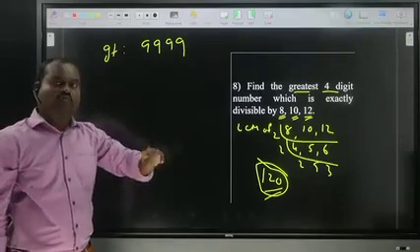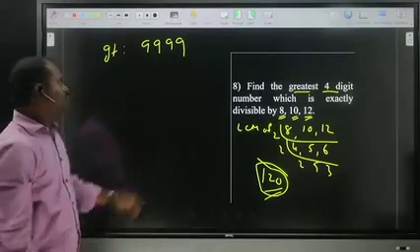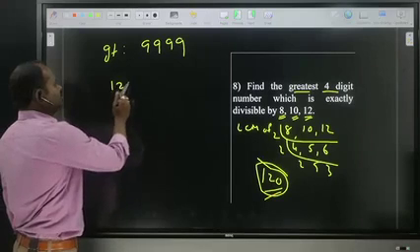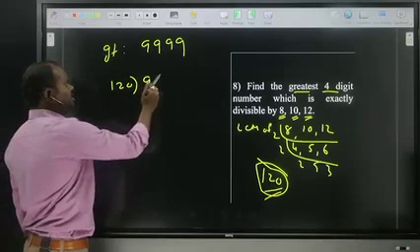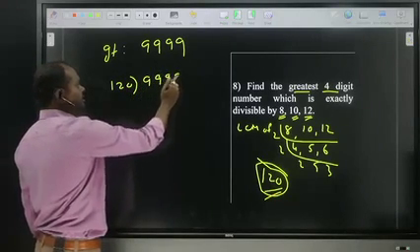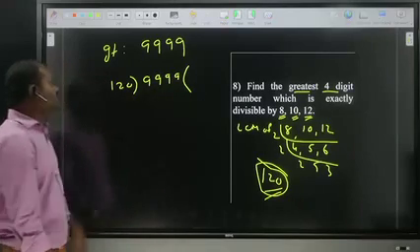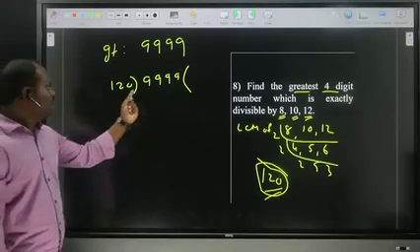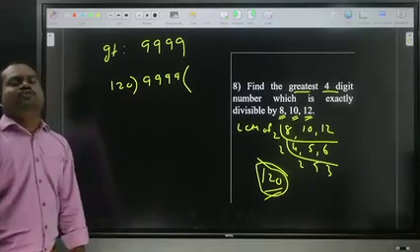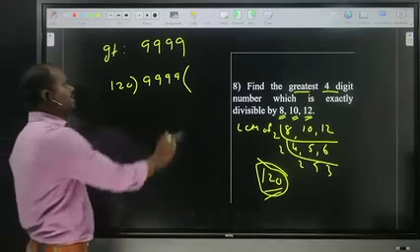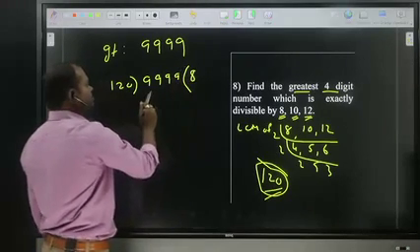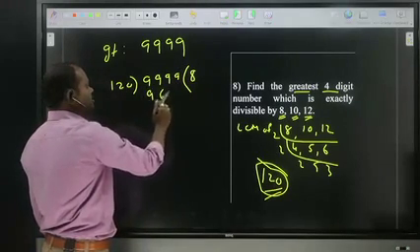If not, what will happen, shall we see now. Okay? With 120, divide the 9999. Now 120 is 3 digits, so observe up to 3 digits. In the 120 table, how many times? 8 times. 960.